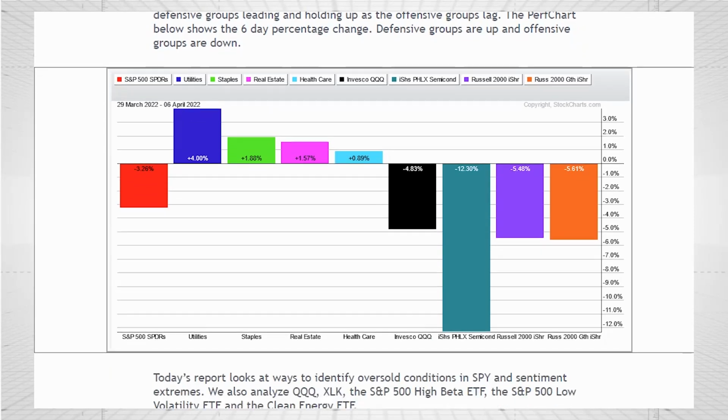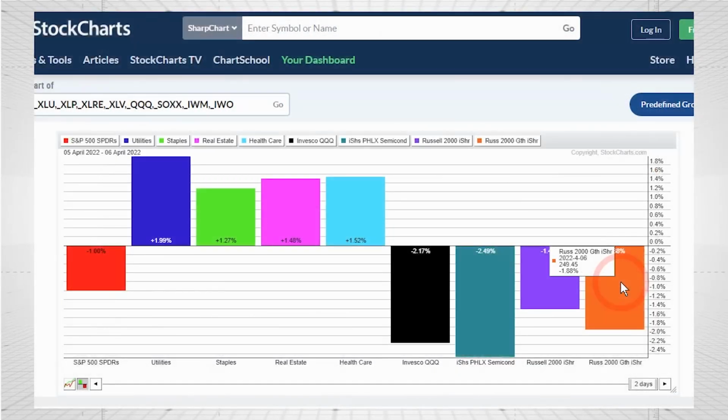So what we're seeing is defensive groups are leading. I'm going to go to an interactive perf chart now on StockCharts.com. Stocks were hit on Wednesday. You can see SPY declining 1%, and the growth names were leading the way lower. But what's interesting is the defensive groups actually gained. It wasn't like they went down less. They actually gained as money moved into these groups. Utilities, staples, real estate, healthcare, all up more than 1%.